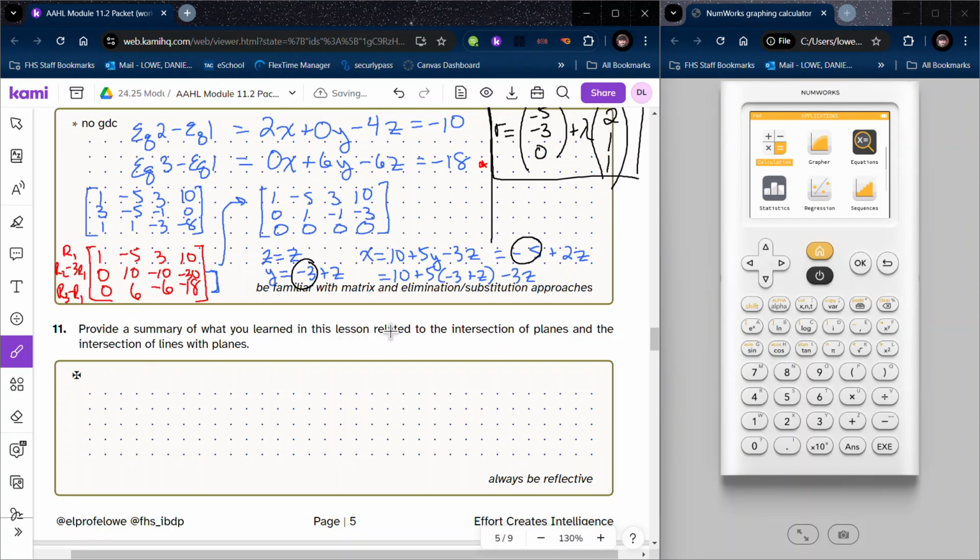So, with what you have done and what you have learned, be sure that you provide a summary and make sure you understand the relationship between intersections of planes and the intersections of lines with planes. Always be reflective.